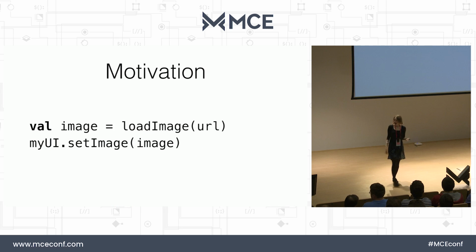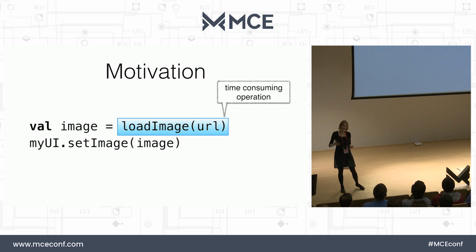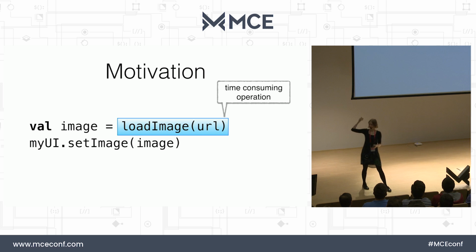Async await. The first example is very simple. There is a very simple code that just loads an image, and the question is what's wrong with it. It looks very straightforward. However, the problem should be obvious: this operation of loading an image might be very time-consuming, and there is a possibility of blocking the thread here.